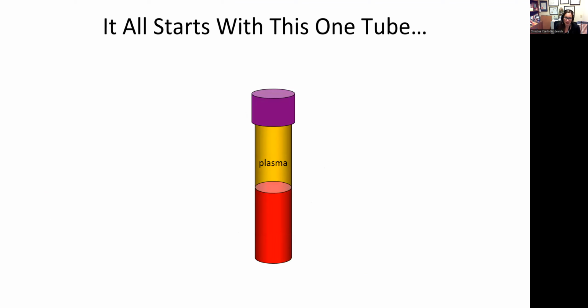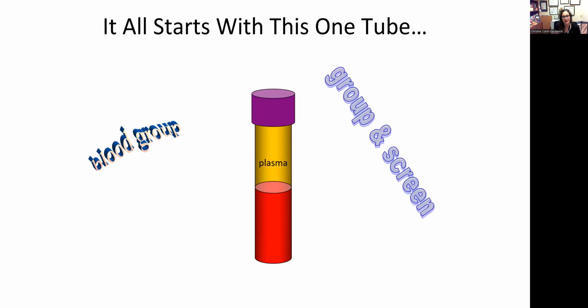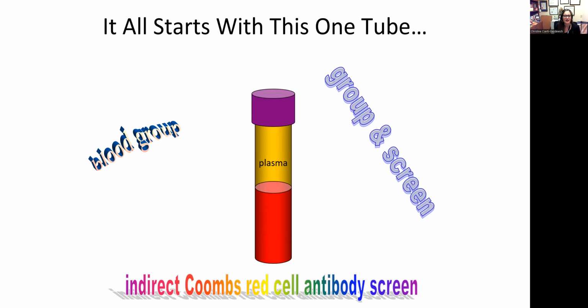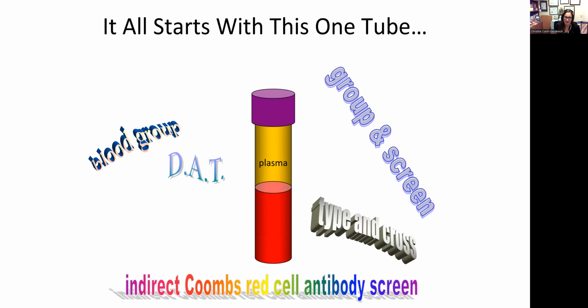So that's why we do blood bank testing. Your blood bank specimen in an EDTA tube is what we can do grouping on, the full group and screen. The screen is also known as an indirect Coombs red cell antibody screen. We can test a DAT on the blood bank compatibility specimen. We sometimes call this a type and cross or a cross and type.